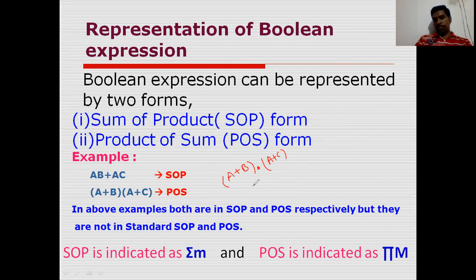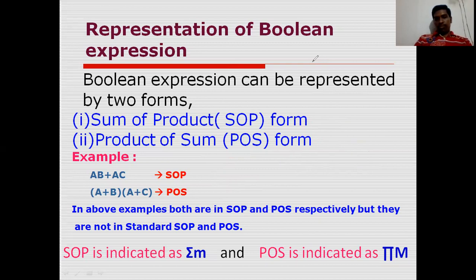That means this is one sum term and this is one sum term. We have two sum terms, and these two sum terms are being multiplied with each other. Therefore, it is nothing but product of sum terms, right? So this is the representation of POS form. It's very important that we should be able to identify whether the given expression is in the form of SOP or in the form of POS. It's our responsibility to learn to identify how the expression is being framed.